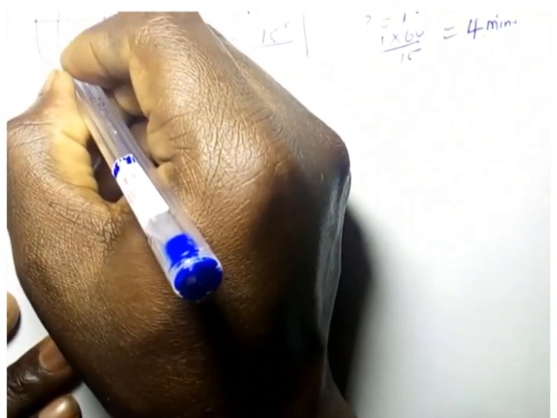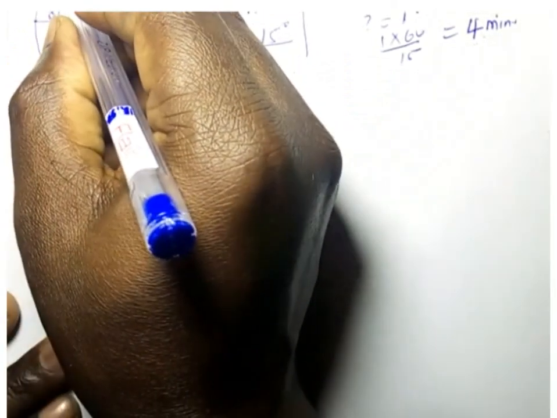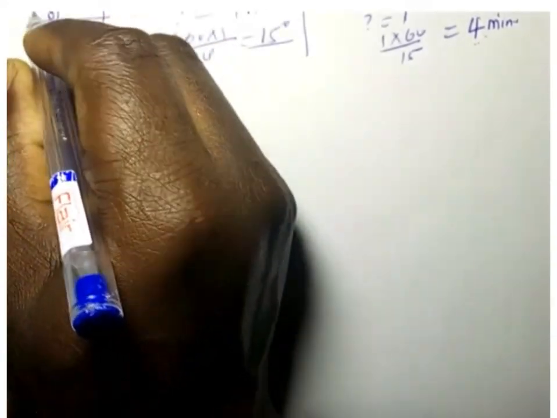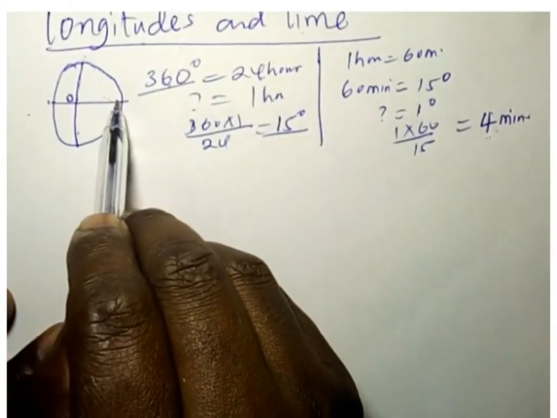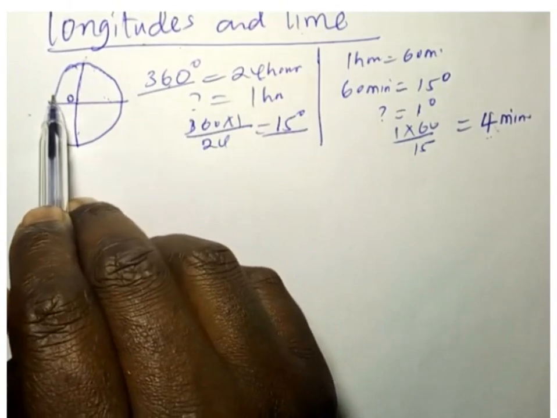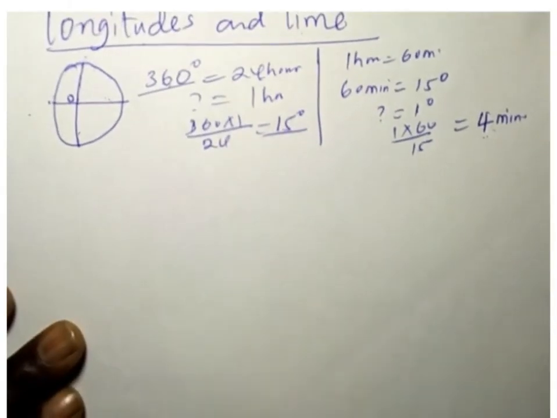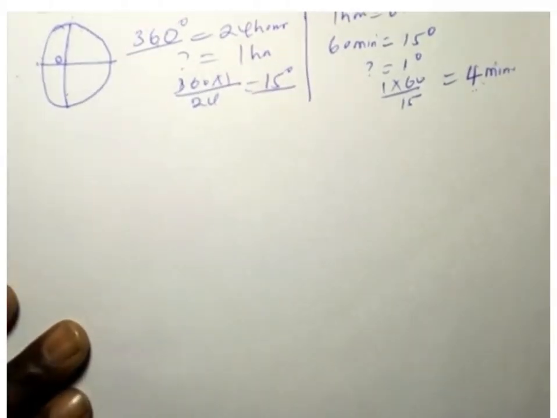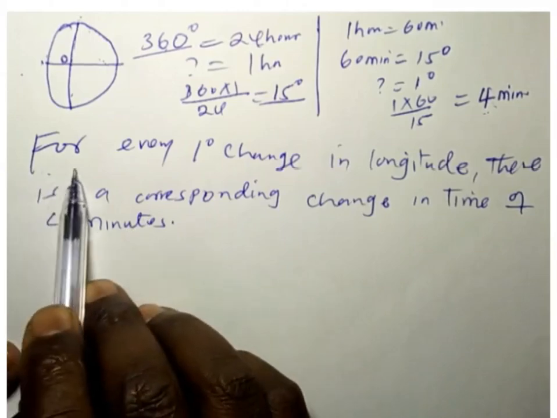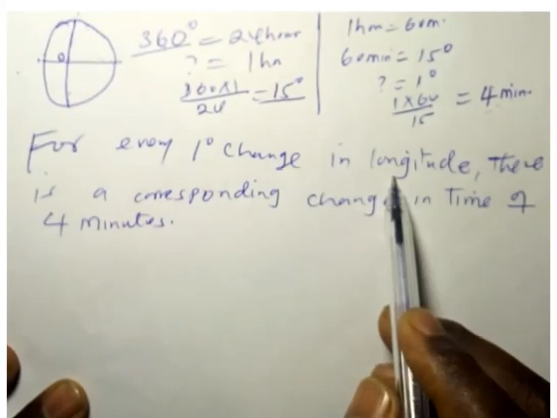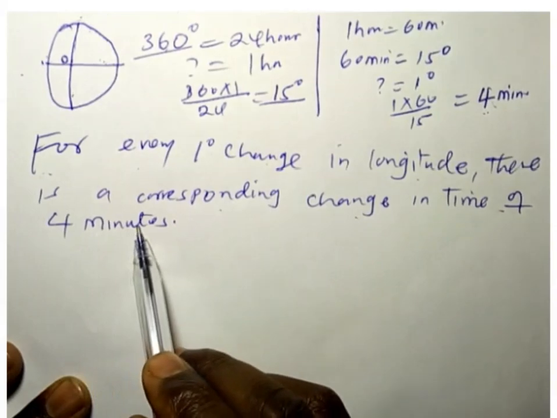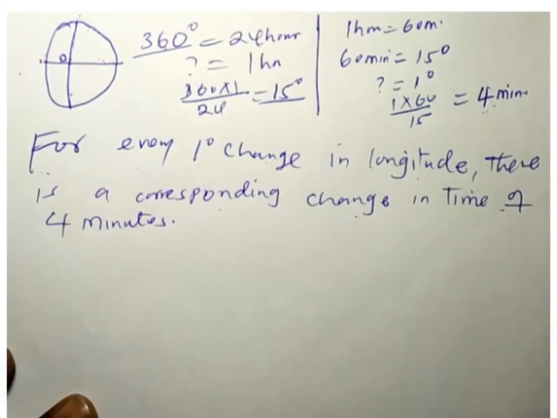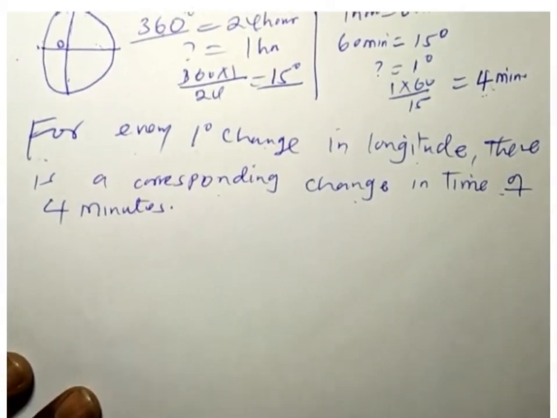So this is the Greenwich meridian, and this is 0. To the east, this one is east and the west. The time to the west is behind the time on the east. The time on the east is always ahead. The time to the east is ahead. The time to the west is behind. So it means that for every 1 degree change in longitude, there is a corresponding change in time of 4 minutes. Very important. So we are going to use this relationship to calculate the time at given places.